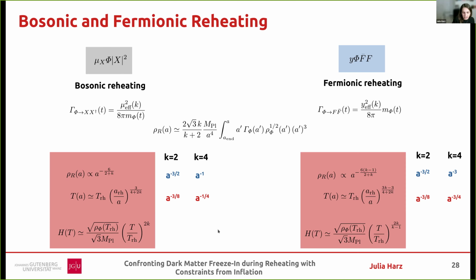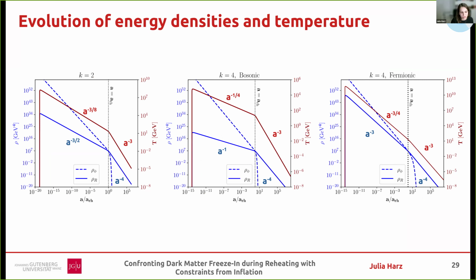So this is where the connection comes from. And what does the evolution then look like? So this you see here. This is the scale parameter, and this is the energy density. The dashed line is the energy density of the inflaton, and the solid line the energy density of radiation. Here for k equals 2, we just saw that this is the same for bosonic and fermionic reheating, which is why there's only one plot, but it's different for k equals 4, bosonic and fermionic.